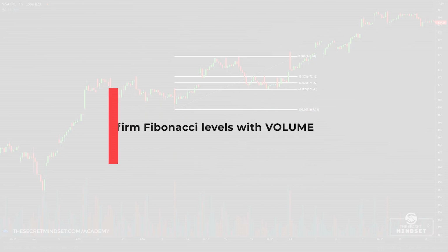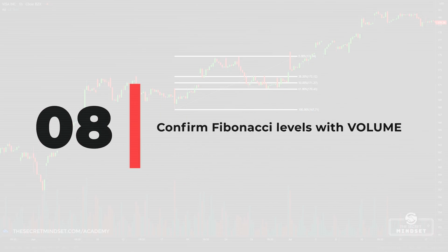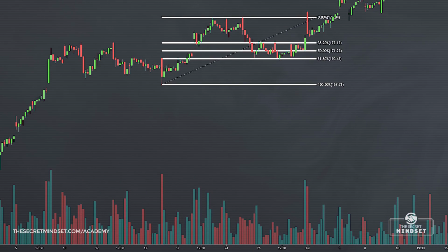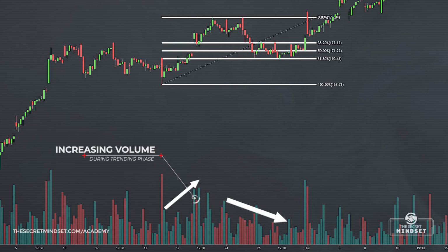Number 8. Confirm Fibonacci levels with volume. As a trader, when you see the price coming into a Fibonacci support area, the biggest clue you can look for is the volume to see if that support will hold. Notice how the stock had a number of spikes higher in volume on the move up, but the pullback to the support at the retracement saw the volume decreasing.